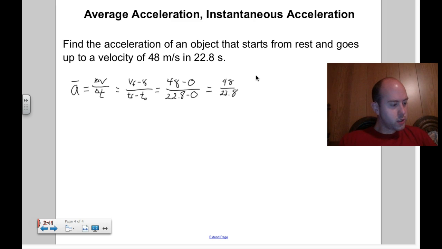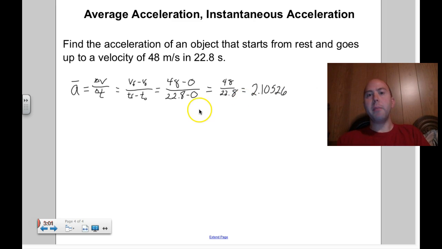Okay, so let's just type that in the calculator. 48 divided by 22.8 gives you a whole bunch of numbers, but I'll just write some of those down. Equals 2.10526. Now again, because this is division, fewest number of sig figs. 48 has 2 sig figs. 22.8 has 3 sig figs. So I want 2 sig figs.